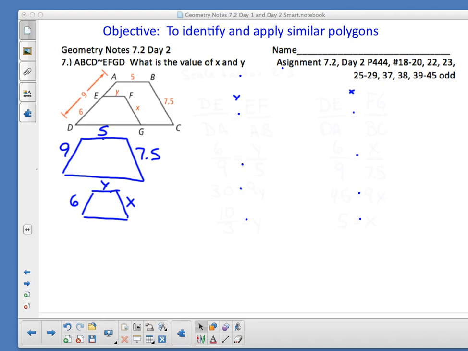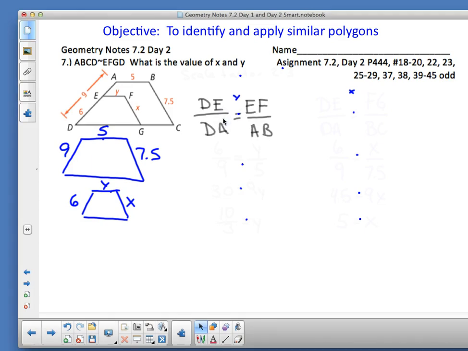But the idea of this is once I get this, and like it was mentioned, DE and AD are corresponding sides that we've got going on. I'm looking at this situation. 6 to 9 as y is to 5. Now, why did I go 6 to 9, y to 5? I went small to big. So y to 5, small to big. Does that make sense?